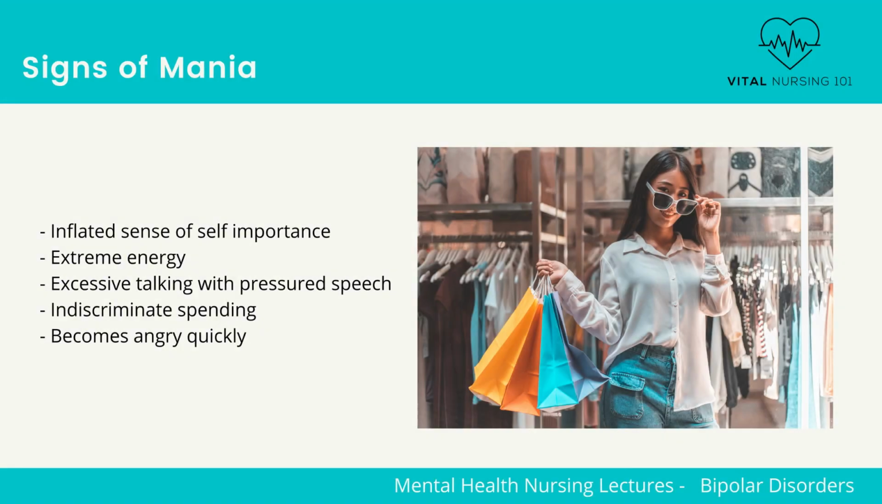A person with bipolar disorder will have an inflated sense of self-importance, extreme energy, and excessive talking with pressured speech. Other behaviors include indiscriminate spending, reckless sexual encounters, and risky investments. Note that a person with bipolar disorders will first have the mania phase followed by the depression phase. They will go through a high and get a low.